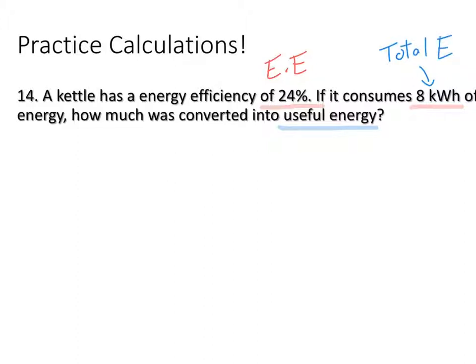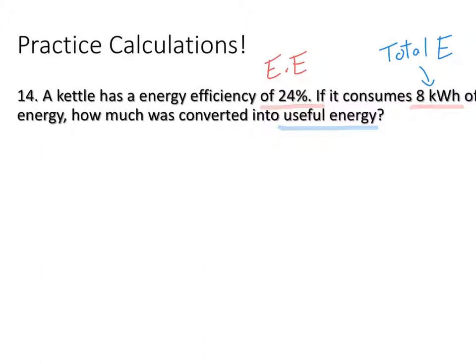Now, if you'll notice, in the last question we had energy given to us in joules. In this question we have energy given to us in kilowatt hours. When we're doing energy efficiency, it doesn't matter whether they give you joules or kilowatt hours, as long as the units are consistent. That means that useful energy and total energy are given in the same unit.